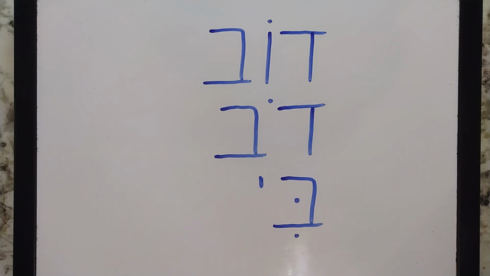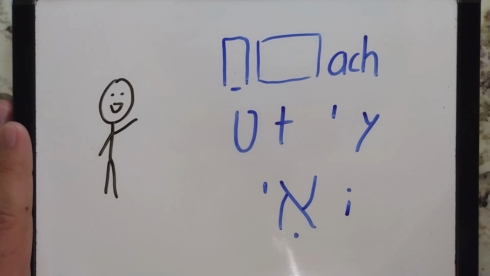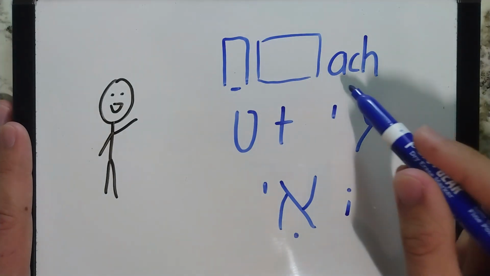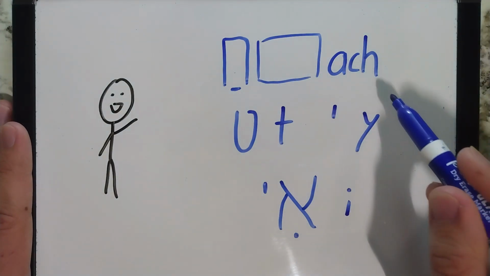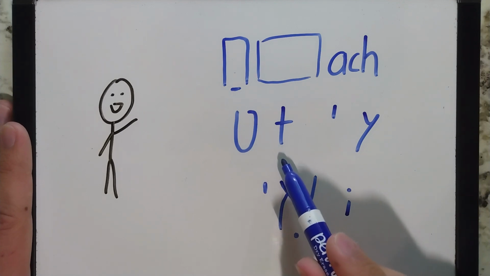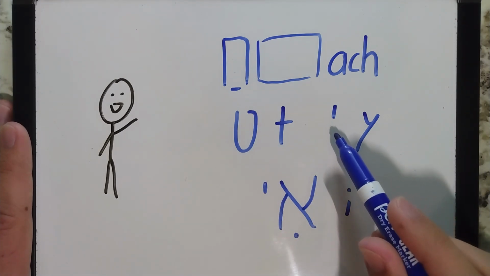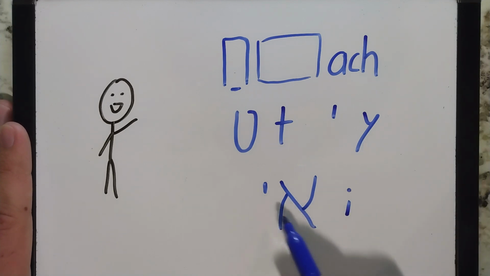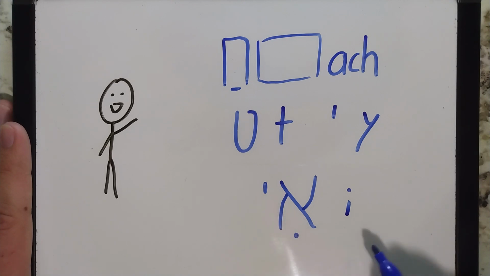In review, today we learned that a chet and a patach at the end of a word make the sound ach instead of cha. We learned the letter tet, which makes the t sound, and the letter yod, which makes a y consonant sound. If a yod is after a letter which has a chirik, the chirik and the yod make the e sound.